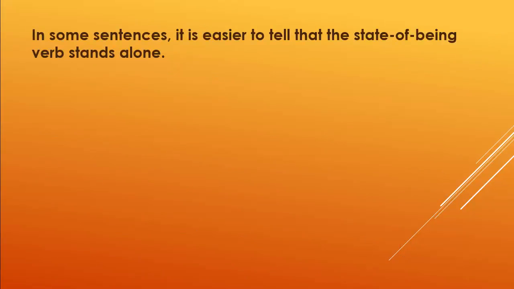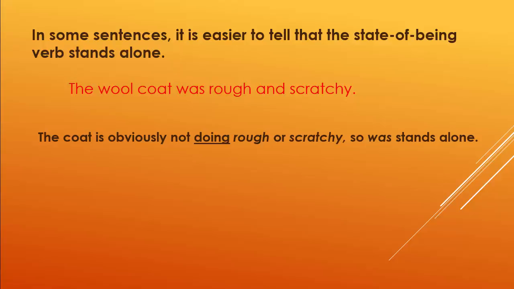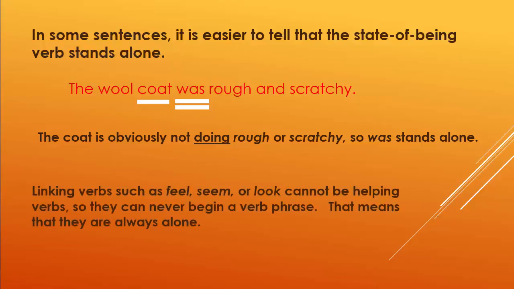In some senses, it's easier to tell that the state of being verb stands alone. The wool coat was rough and scratchy. The coat is obviously not doing rough or scratchy, so was stands alone. Linking verbs such as feel, seem, or look cannot be helping verbs, so they can never begin a verb phrase. That means that they're always alone.